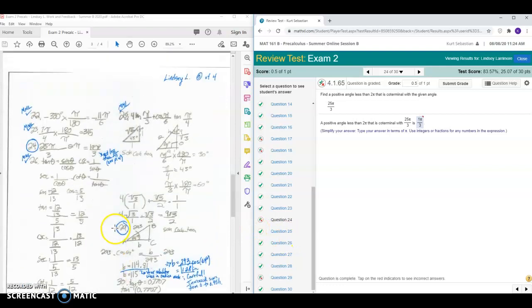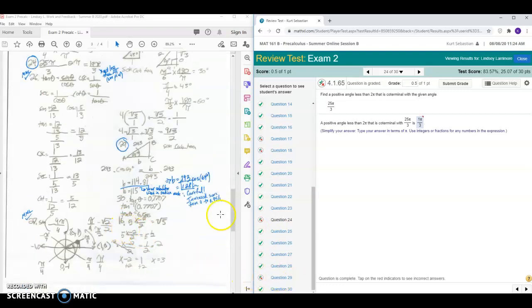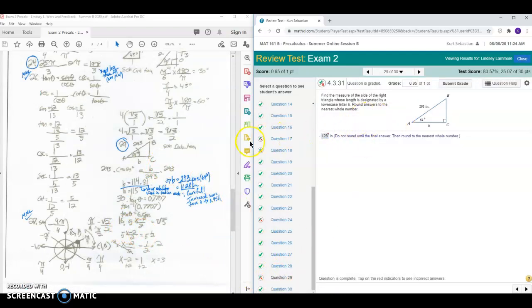Let's see, 25, 26, 27, 28. You had it correct on your own. 29, a little bit off. So let's see on 29. You have the right idea. Cosine of 64 degrees equals b divided by 293. So b would be 293 times the cosine of 64 degrees, which is correct.